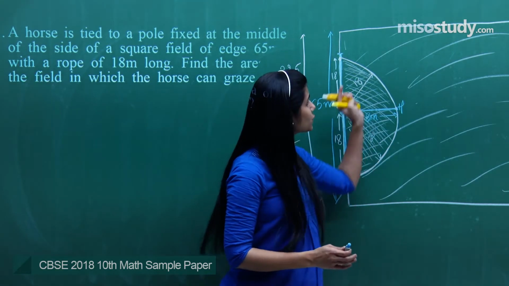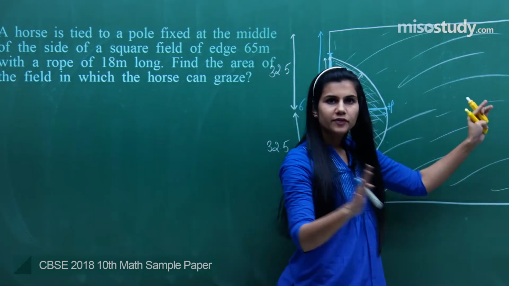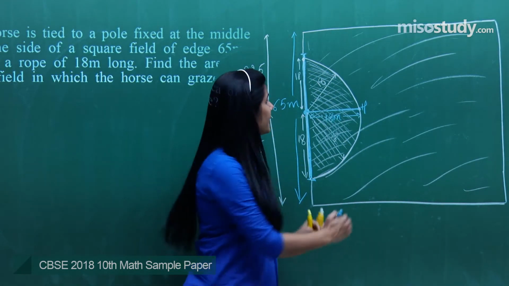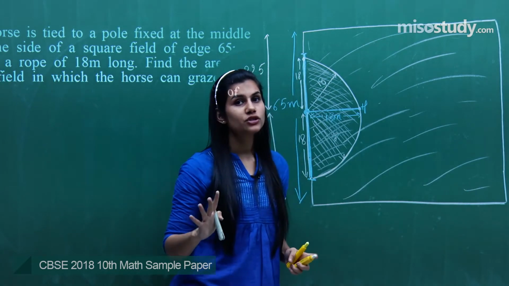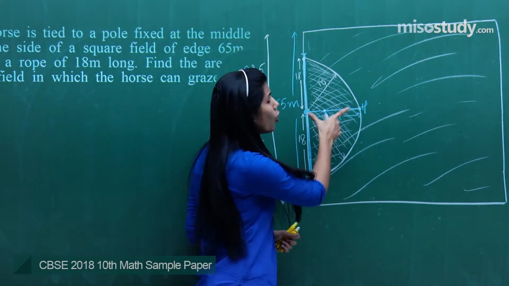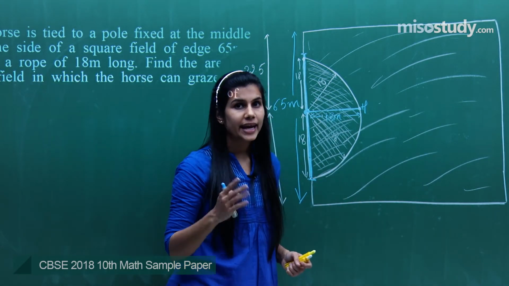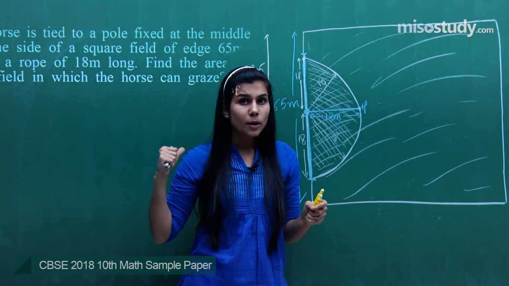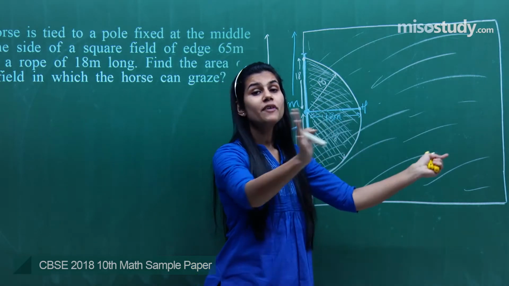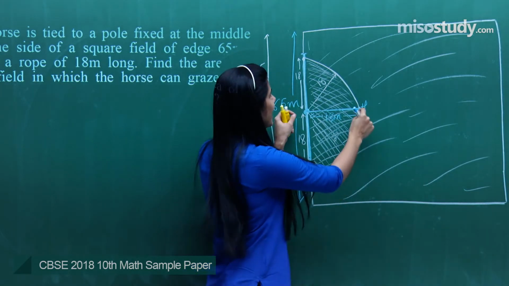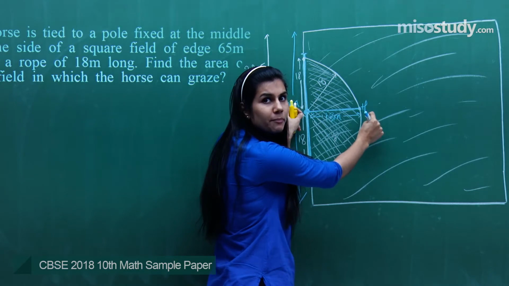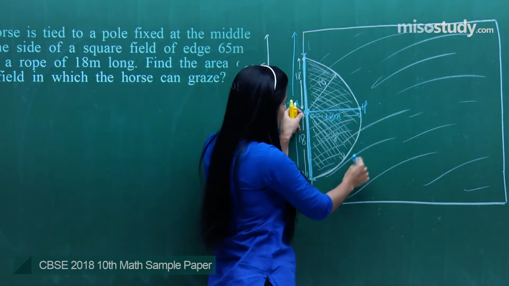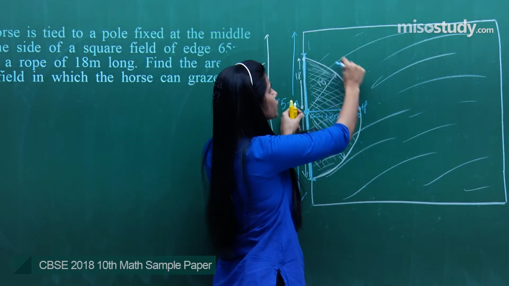The area of the square field, the entire square field, has a certain area. Out of that certain area, there is some area only over which the horse can graze, because the rope has a certain fixed length, 18 meters. So with the help of that rope, because it is tied to a pole, it cannot move infinitely ahead of it. It will have to stop after reaching the maximum 18 meters, and that is going to happen wherever it is moving, in whichever direction in the square field.